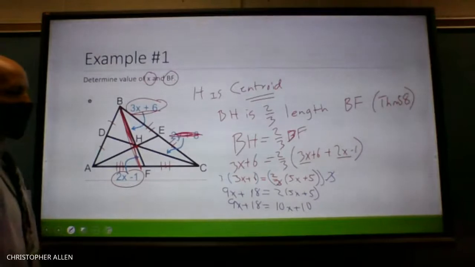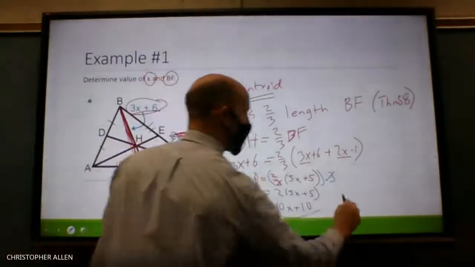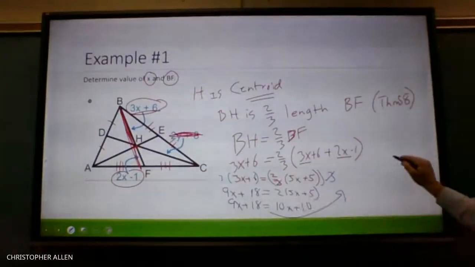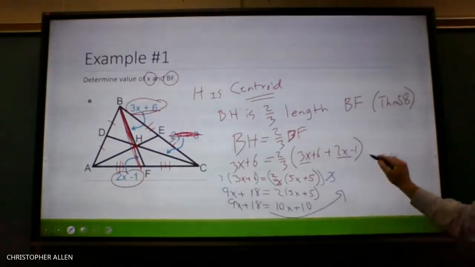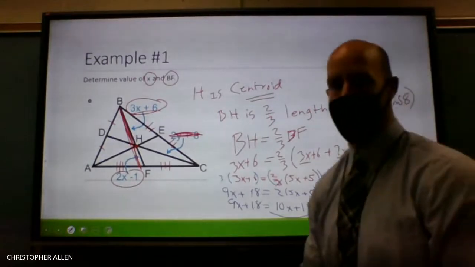All right, now we're getting close. I'm going to minus 9x on both sides. I'm going to show my work over here. So when I subtract 9x from 10x, I'm going to get 1x, or just x. And then I'm going to subtract 10 on this side. That's going to give me 8. So x is equal to 8.